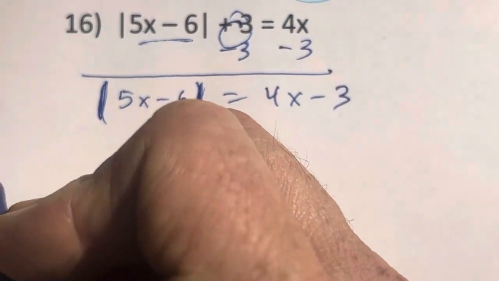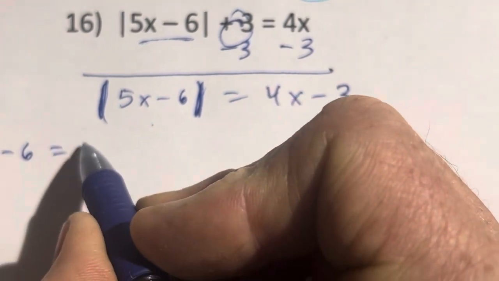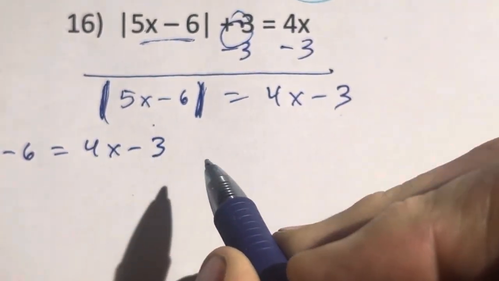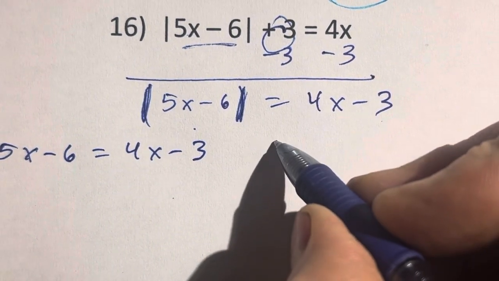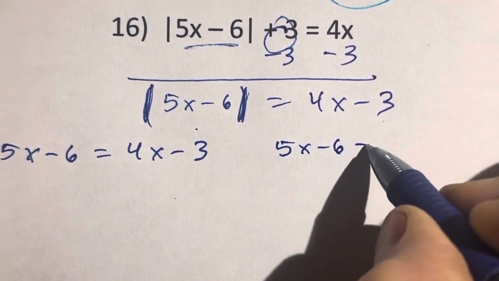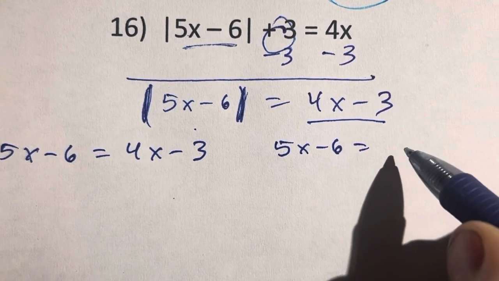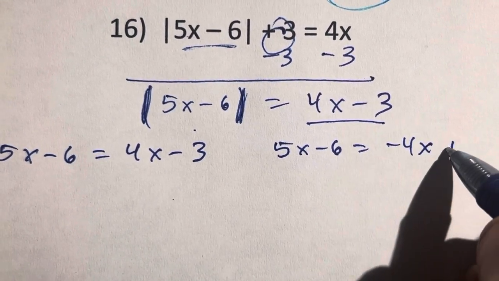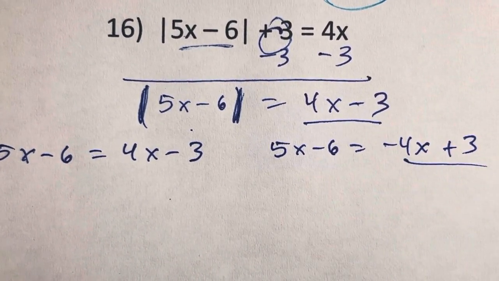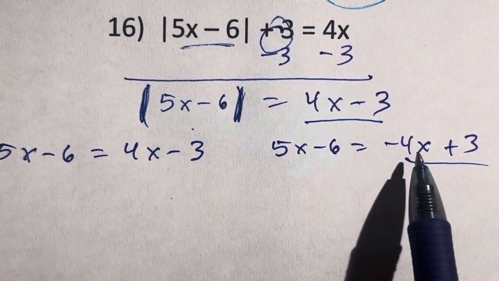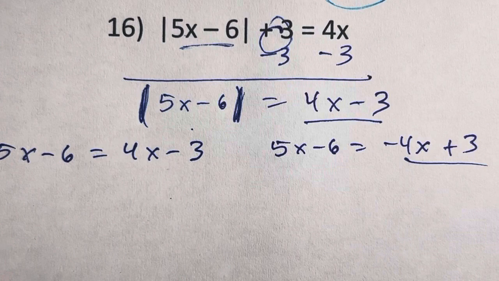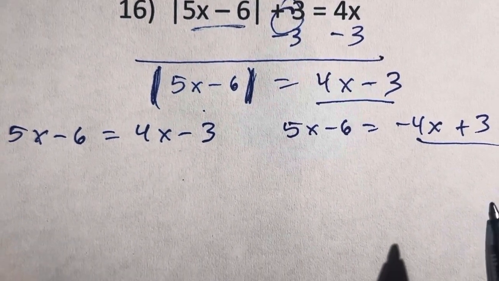So 5x minus 6 equals 4x minus 3. And then I got 5x minus 6 equals the opposite of this, which would be negative 4x and plus 3. This is the opposite of that. So I've got this set up to 4x minus 3 and negative 4x plus 3. All right, now I solve both equations.